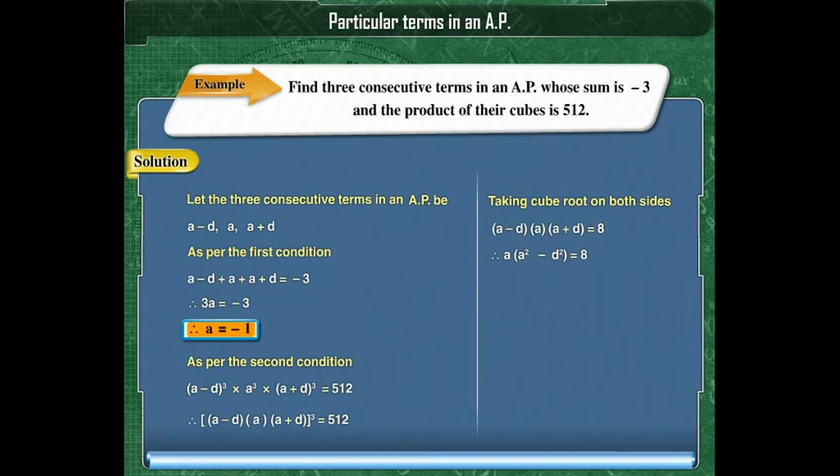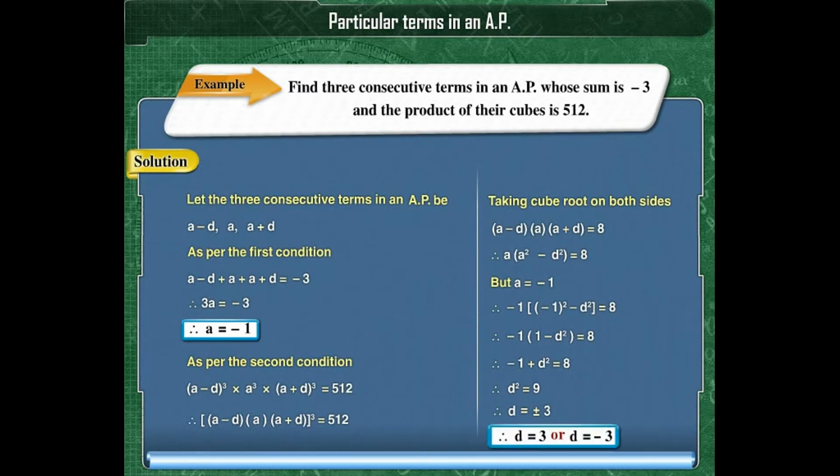Substituting the value of A, that is minus 1, we get minus 1 into minus 1 the whole square minus D square is 8. On simplifying, we get D square is 9. Therefore, D is plus minus 3. This means D is 3 or D is minus 3.